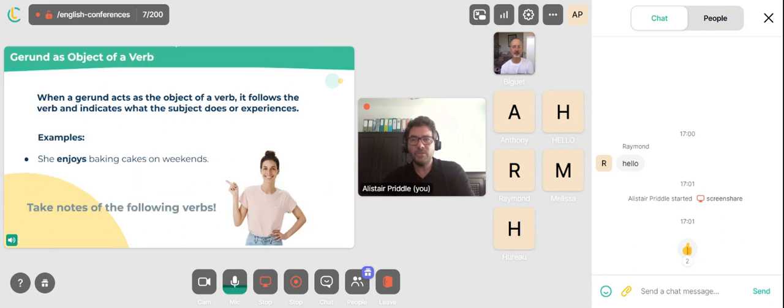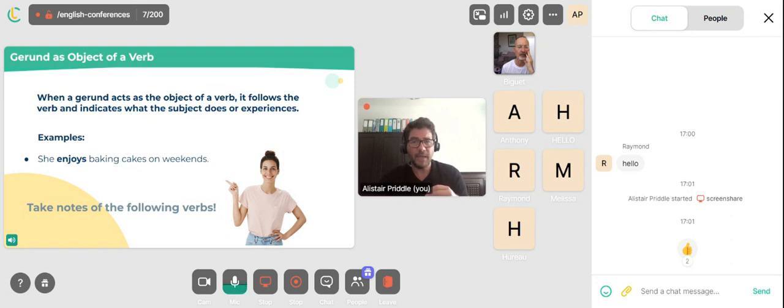Here we go with the gerund as the object of a sentence, the object of a verb. When a gerund acts as the object of a verb, it follows the verb and indicates what the subject does or experiences. It receives the action. Examples: she enjoys baking cakes on weekends. In this example, baking is the gerund. It's the object. It comes after the verb.